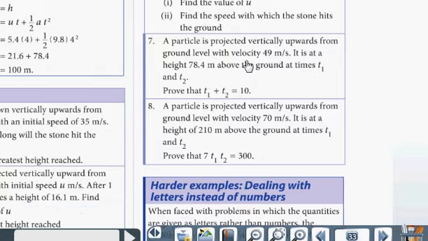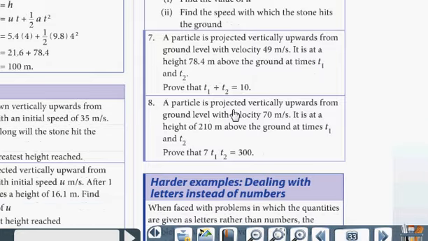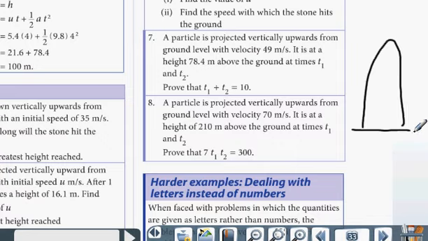Question 8. A particle is projected vertically upwards from ground level with a velocity of 70 meters per second. It is at a height of 210 meters above the ground at times t1 and t2 respectively. Prove that 7 t1 multiplied by t2 is 300. Okay. Particle projected vertically upwards. We know it goes up and it comes back down. We know that this here is s equals 0 at the very bottom. Terra firma, yeah.